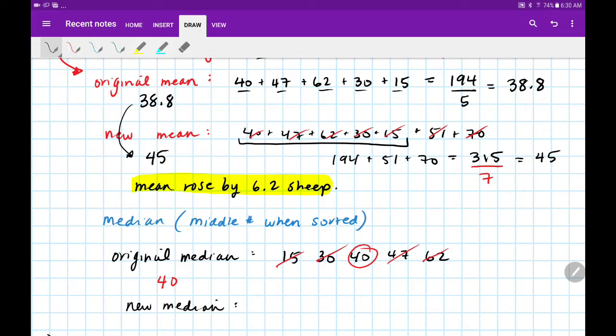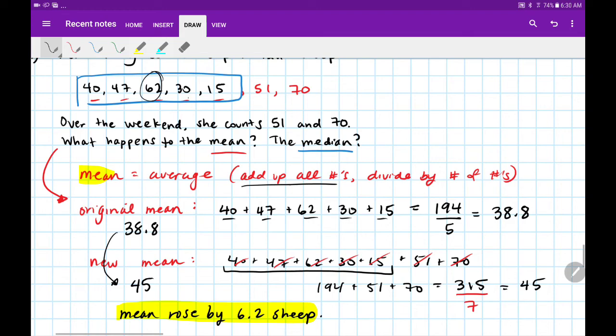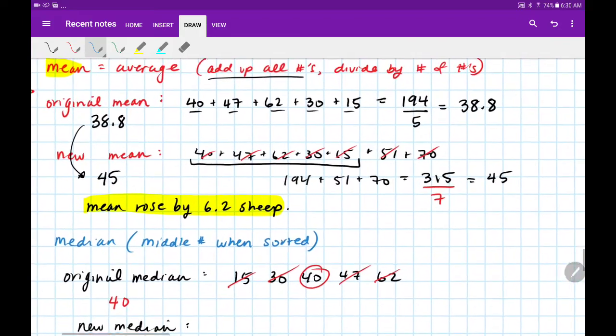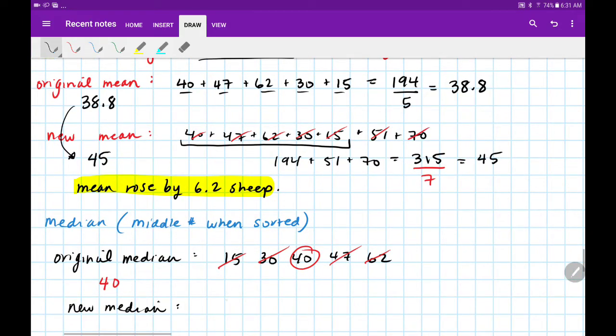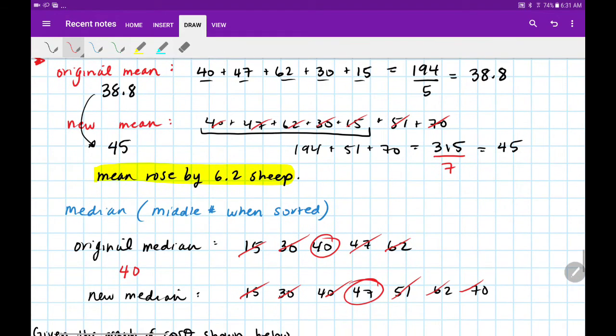So let's sort these again, but this time we're going to include these numbers at the end, 51 and 70. So my new list will be 15, 30, 40, 47, 51, 62, and then 70. Our middle number is 47.